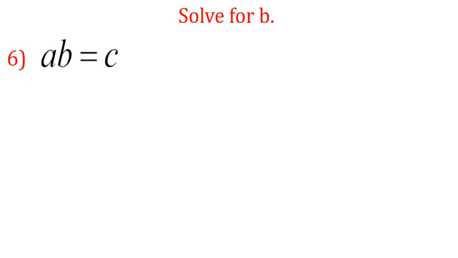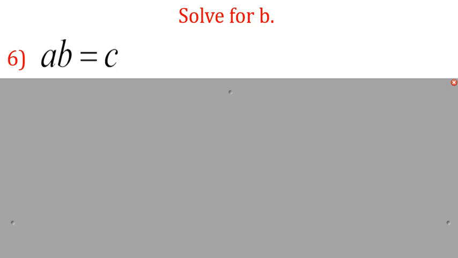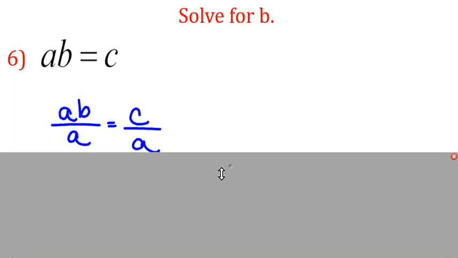Well, what if this was our equation? A, B, so A times B equals C. Could we undo this to solve for B? We sure can. How do we undo multiplication? Division. If we want to get B alone, we have to undo the multiplication of A.